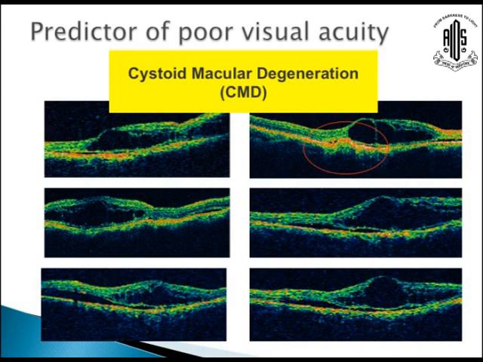So the predictors of poor visual acuity, the most common picture is like this. You have multiple cystoid changes and RPE degeneration. Sometimes the OCT picture may be confused for a CNVM also, but this is actually cystoid macular degeneration, which is a late complication of CSR, chronic CSR. So this is a poor prognostic factor.